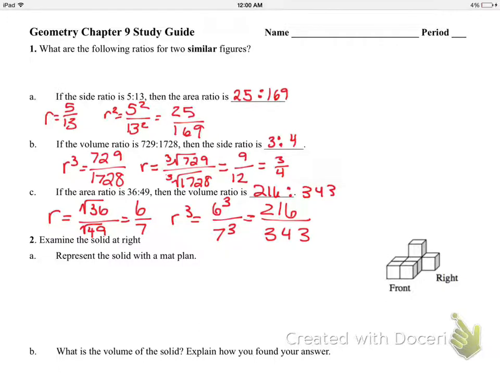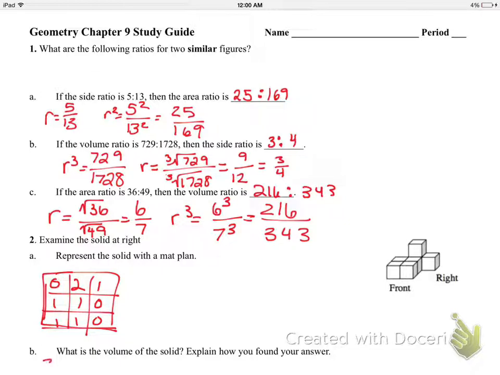To make a map plan for number 2, I have to look at the corners, visualize where my blocks are and are not. We have 0, 0 here. There's nothing on those sides, nothing back here. We got a 2, 1, 1, 1, 1, 1. The volume for that shape is just when I add up all of those units. So if I add up the top row, I get 3, middle row is 2, bottom row is 2. That added all together would be 7 cubic units.